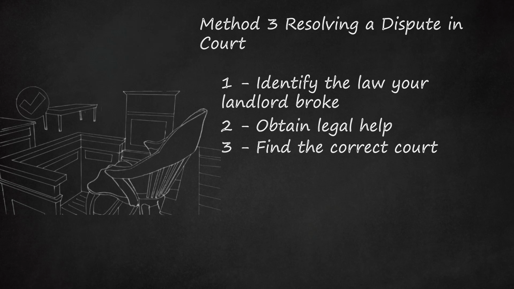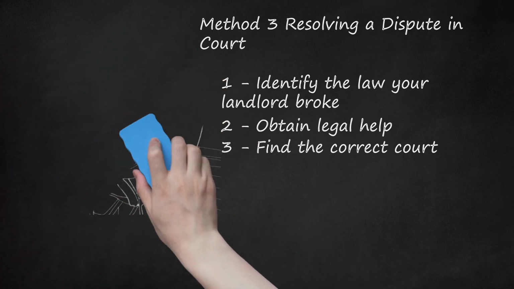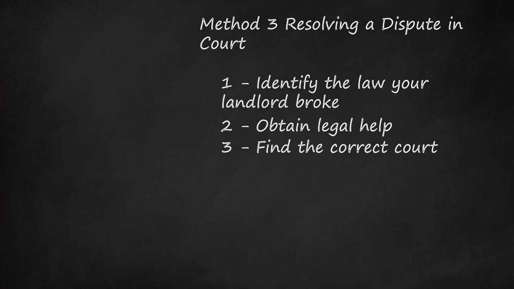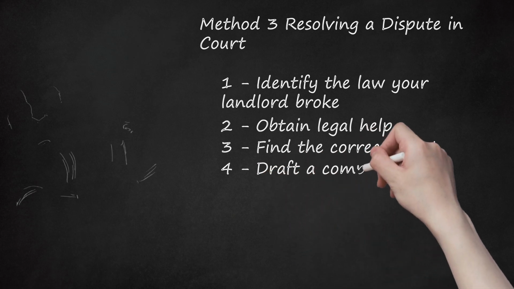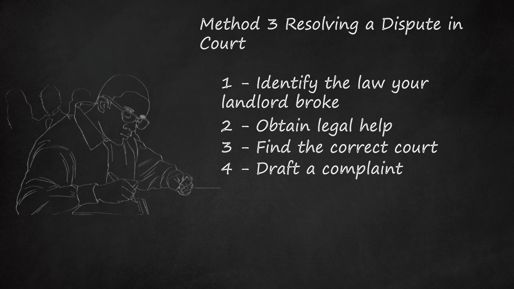Federal court. If you're suing for a violation of federal anti-discrimination laws, then you should sue in federal court. You can find the correct federal court by using the federal court locator here. 4. Draft a complaint. You begin a lawsuit by filing a complaint with the court. In this document, you describe the dispute with your landlord. You also explain the legal violation and what compensation you want from the judge.